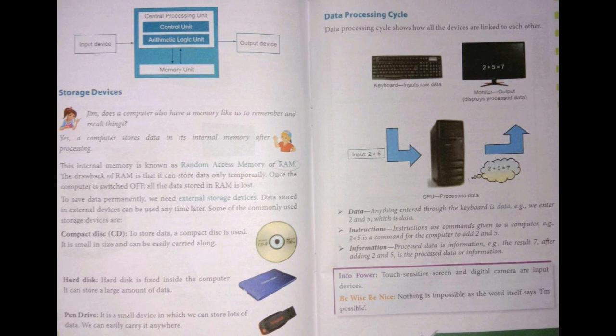Now next, let's come to the data processing cycle. It shows how all the devices are linked to each other. Look at the picture. Keyboard inputs raw data. Now after input is given, it goes to the CPU. Now CPU processes the data and gives us the output with the help of the monitor. Monitor displays the output that is processed by the CPU.